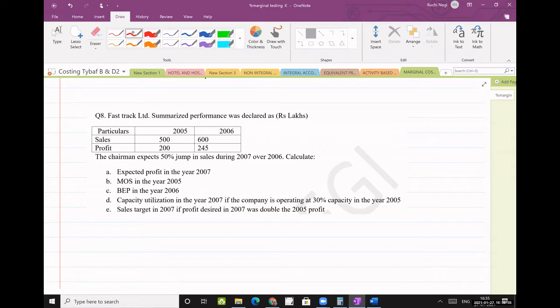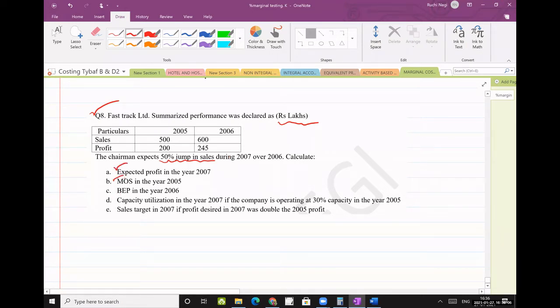They say that Fast Track Limited summarized the performance, declared as rupees in lakhs. So these figures are in lakhs: 500 lakhs, 600 lakhs, 200 lakhs, 245 lakhs. It is like this. Okay. The chairman expects 50% jump in sales during 2007 over 2006. ठीक है. Next, calculate expected profit in the year 2007.